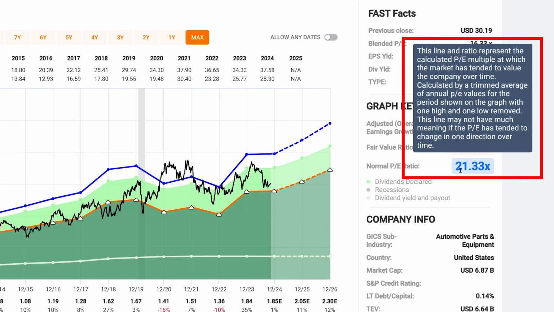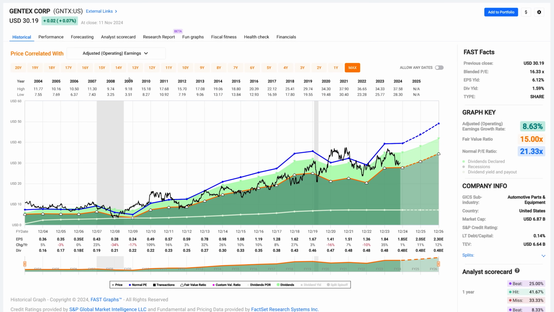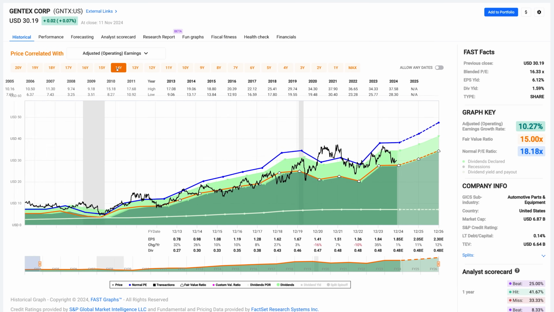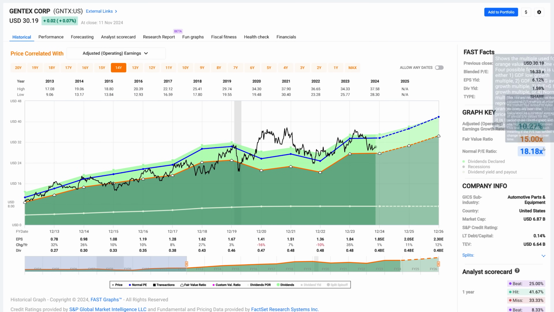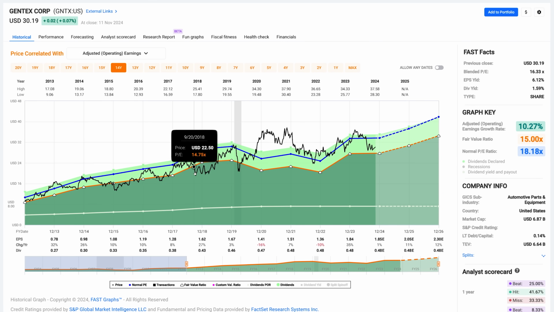on the graph. Now that's critically important because if I change this number to a 14-year graph, that normal PE changes dramatically. It drops down all the way to an 18. But again, use your observation. I've got a 15 multiple. There are times when you could catch this stock below that multiple, and I've got an 18.18 multiple in this time frame, and there are times when you could catch it trading right at that multiple, but there are also times when it gets modestly above it, and even times when it gets way above it.